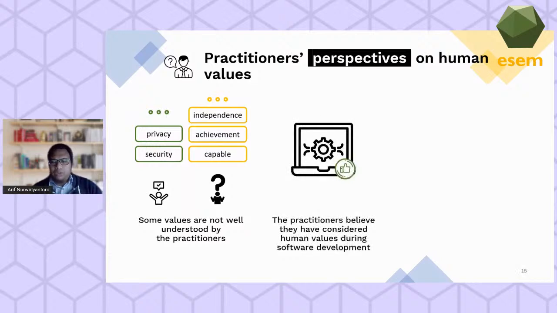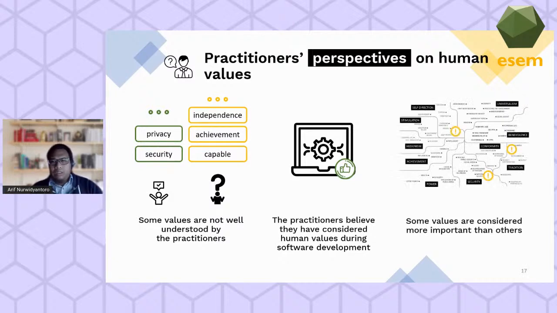The practitioners also believe that they have considered human values during software development. However, these values mostly are those which are well known to them. The practitioners also believe that some values are more important than others. These values can be influenced by the nature of the application. For example, if an application is made for elderly people, then accessibility is more important than others. However, some values such as privacy or security are always considered important regardless of the type of application.